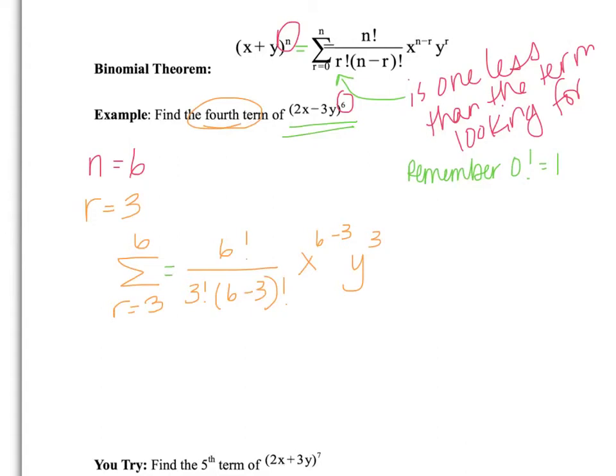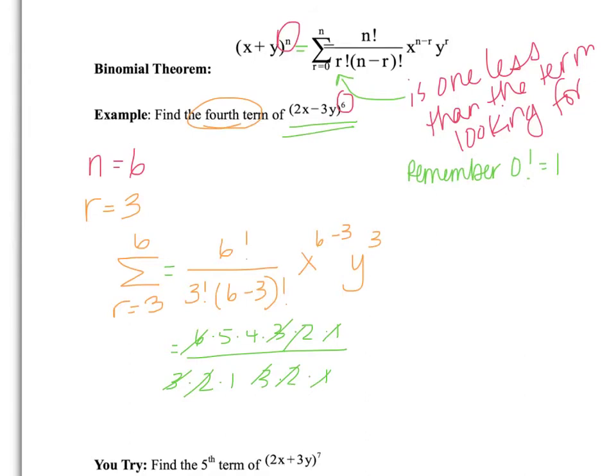So I'm just going to simplify this out. This is going to be 6 times 5 times 4 times 3 times 2 times 1 over 3 times 2 times 1. 6 minus 3 is 3 factorial, 3 times 2 times 1. So these all cancel. 6 and 3 make up, 6 and 2 make up 6. So I'm left with on the top there 20.